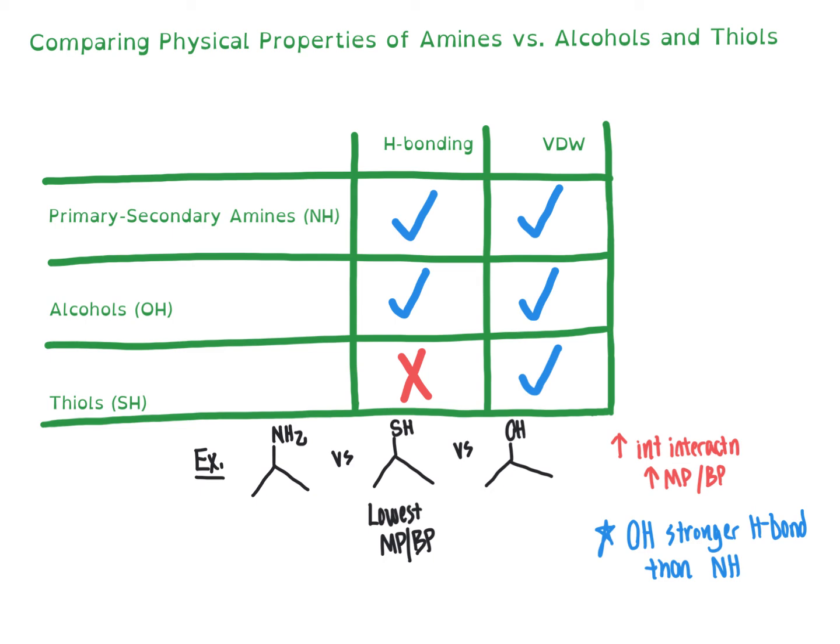And therefore, of these three, the alcohol is going to have the highest melting point and boiling point of the group, and the amine will be in the middle of the road there for melting point and boiling point.